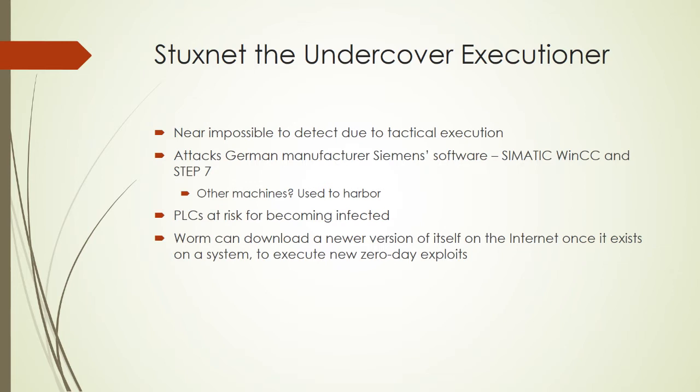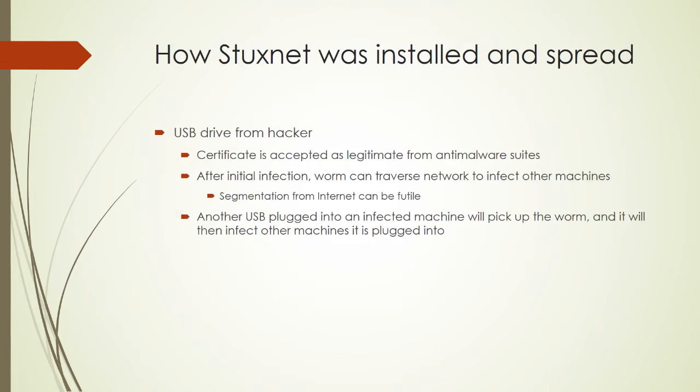The physical PLC devices connected to systems can even become infected by Stuxnet, which puts them at risk for being adversely affected. And finally, the worm can download a newer version of itself on the internet once it exists on a system. This helps it to execute new zero-day exploits on the newer version. How exactly was Stuxnet able to compromise systems?